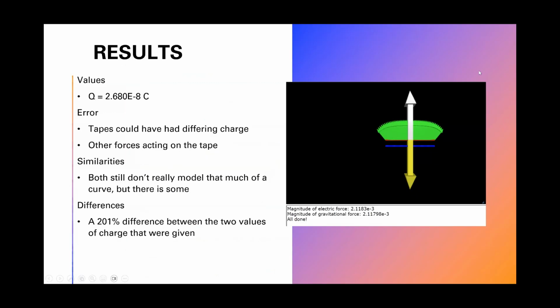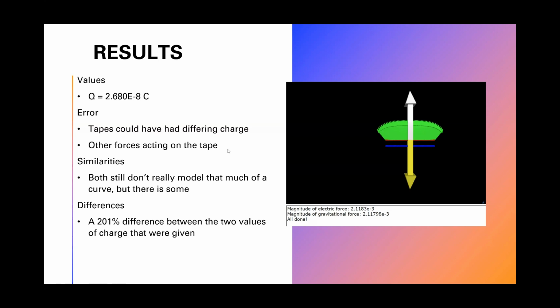For our results, here's what our model looks like. And we got a pretty close value with playing around with that constant, of a force of 2.1183 e to -3 newtons, and it is almost the same for the gravitational force. So that gives our charge value as 2.680 e to -8 when that constant from before is calculated out.